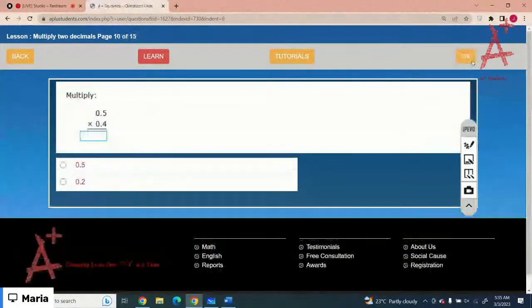Very good. 0.5 times 0.4. So which is the correct option? 5 times 4 is 20. It would be 0.2.